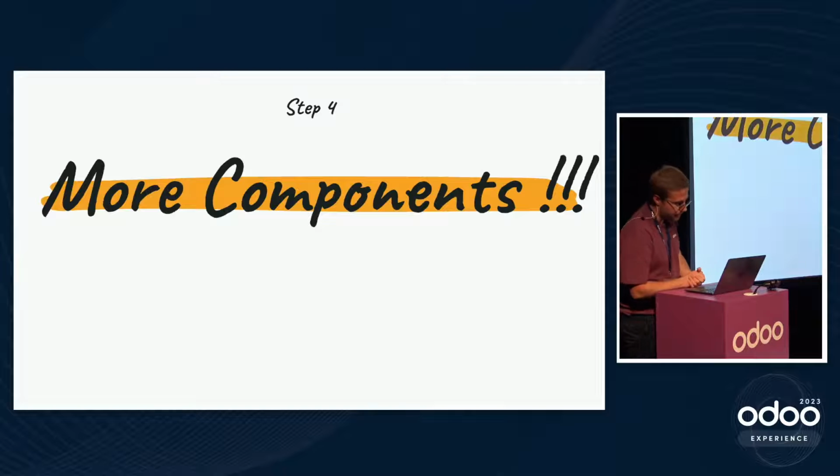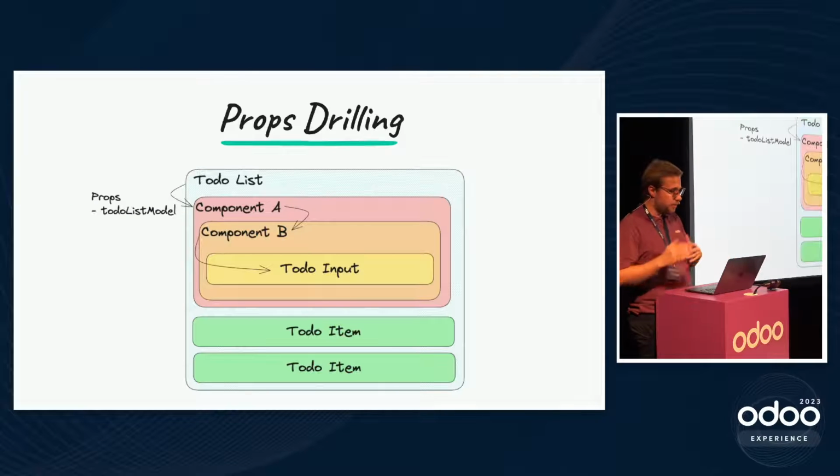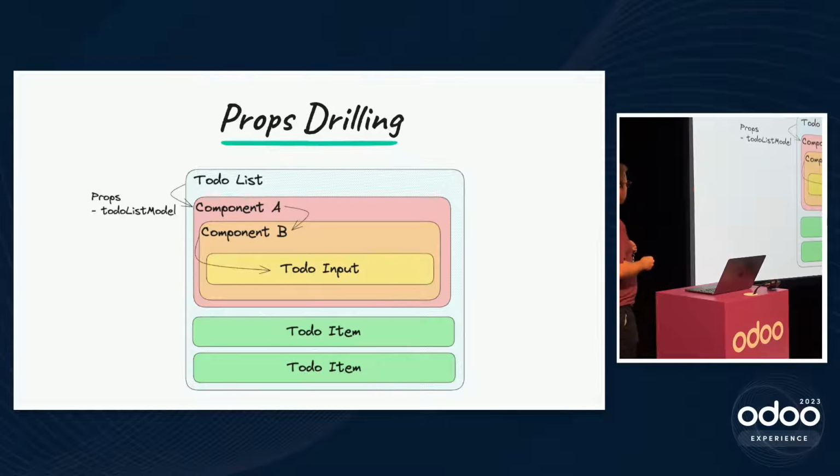The next step is probably you will arrive in a case like this when your project begins to grow, and you will introduce more and more components. And you will arrive in a situation like this. You will have a parent, so the ToDoList, and you need to share its state to a sub component. In my case, it's the to-do input. So with our actual solution, we will pass the ToDoList model as a props in the component A, and we pass it again to the component B, and we pass it again to the to-do input.